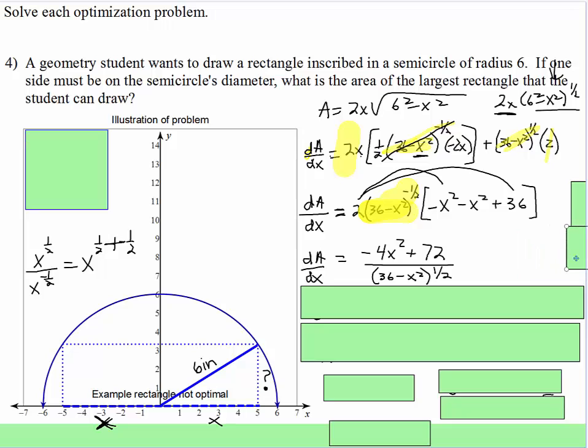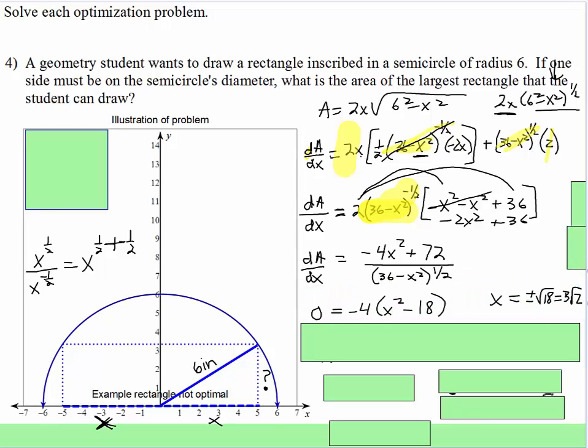And when we simplify, inside here we'd have negative 2x squared plus 36. When you multiply 2 by each of those, you get negative 4x squared plus 72 all over that quantity now to the positive 1/2. And then we set the left side, the derivative, equal to 0. And all I did in the numerator is factor out a negative 4. Remember, if I factor out a negative, a positive divided by negative inside here will now be a negative. And then all we have to do is set this thing equal to 0.